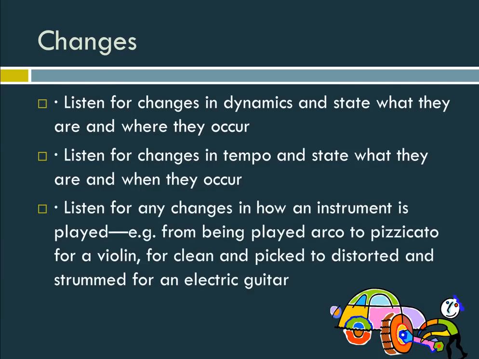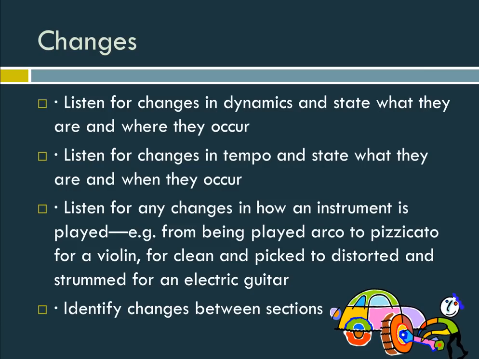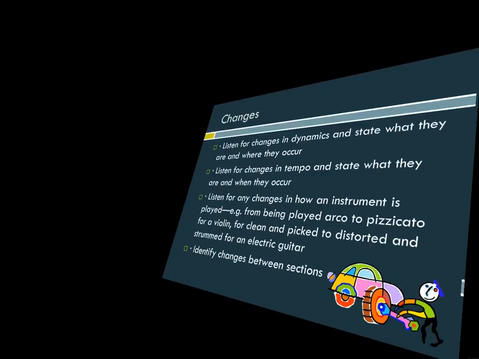And you need to listen for any changes in how an instrument is played. For example, are they going from being played arco, which is bowing, to pizzicato for a violin, which is plucking, or from clean and picked to distorted and strummed for an electric guitar? So you need to listen for those sorts of changes. And you need to identify any major changes between sections. For example, it might be a change between different types of instruments playing. So it might go from an orchestra to a rock band, for example. And there's a little guy changing the tyre on the car.